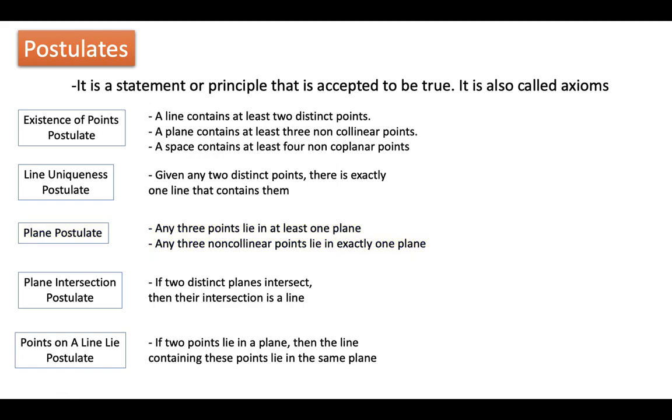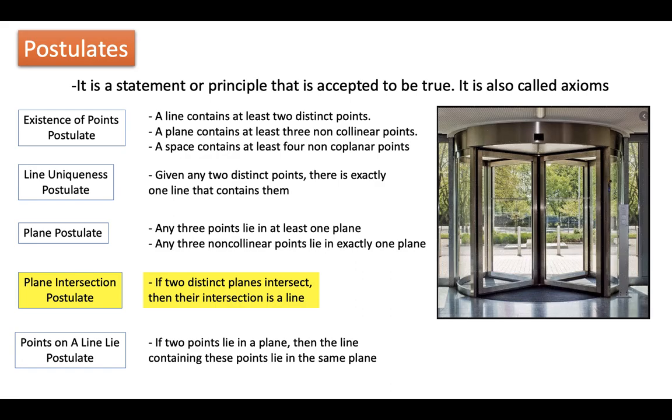Okay. So the fourth postulate is the plane intersection. It says that if two distinct planes intersect, then their intersection is a line. So we will use the same revolving door. So think of these two planes. So let's say this plane A is extended up to the planes behind, these two planes A and B. So if these two planes intersect, their intersection is a straight line.